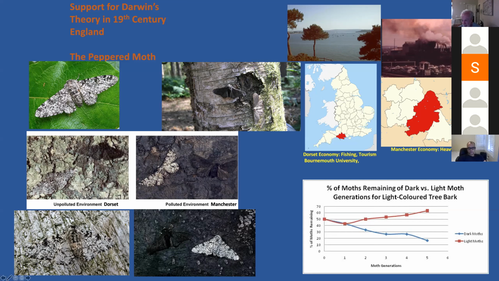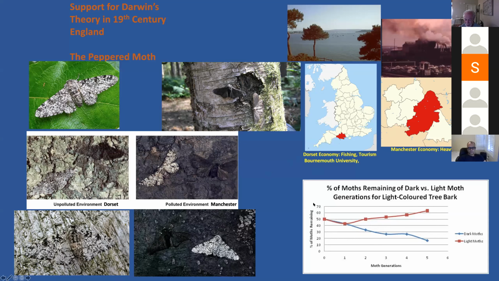Manchester, which you can see way up here, is in the center of England. Its economy is heavy industry, and in the 1800s even more so than it is now. So there was a lot of air pollution, which caused tree trunks to turn dark. So that explains why the population of peppered moths in Dorset was largely white, light colored, whereas those in Manchester was largely dark colored.